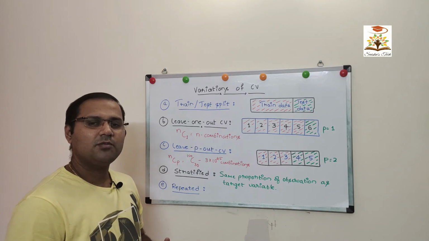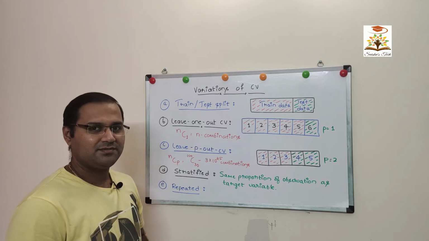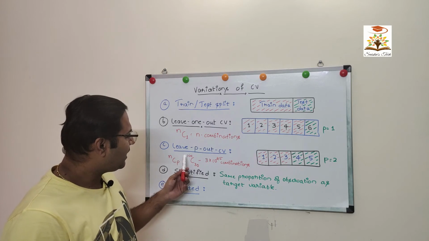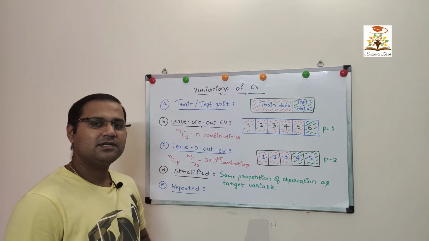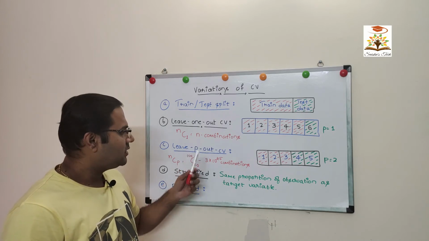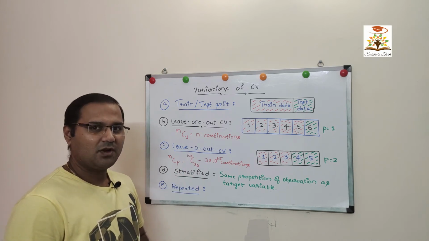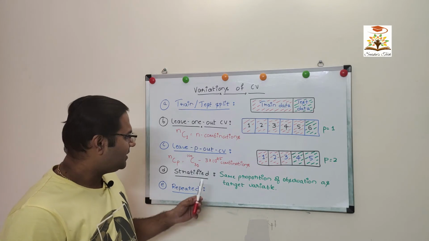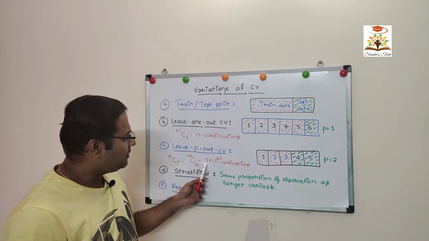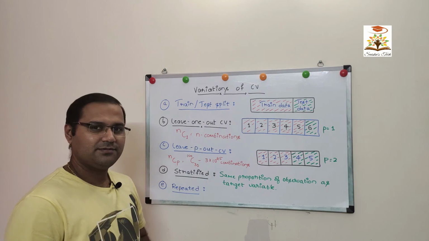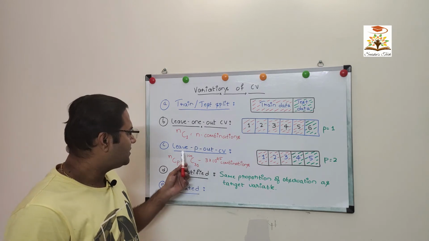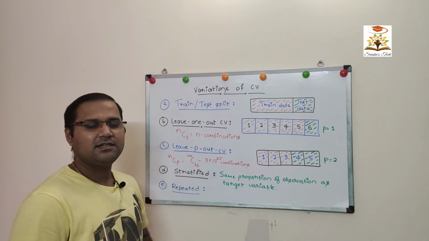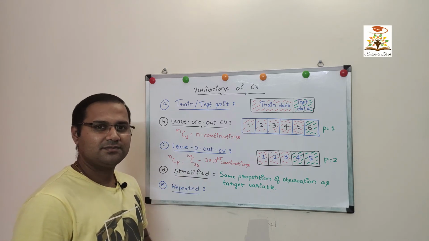Here the time complexity is very huge. For example, if you have 100 observations and 30 are considered as your leave P out observations, then the combinations would be 3 into 10 raised to 25, which is huge. Hence, this leave P out cross-validation is not widely used.